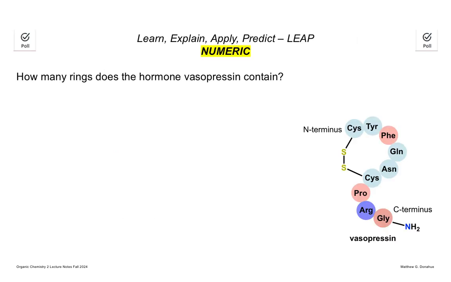So a couple questions here. How many rings does vasopressin contain? So we already know there's one giant ring, but then looking at the amino acids present, how many other rings are there?